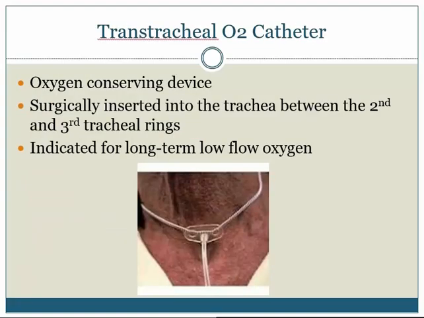A transtracheal oxygen catheter, I have this in here because you might see it. It's not anything that you are going to apply, but it's for some patients that are on long-term supplemental oxygen. It would be surgically inserted into their trachea to deliver low-flow supplemental oxygen, and it typically is conserving because it's getting delivered directly into their airway.